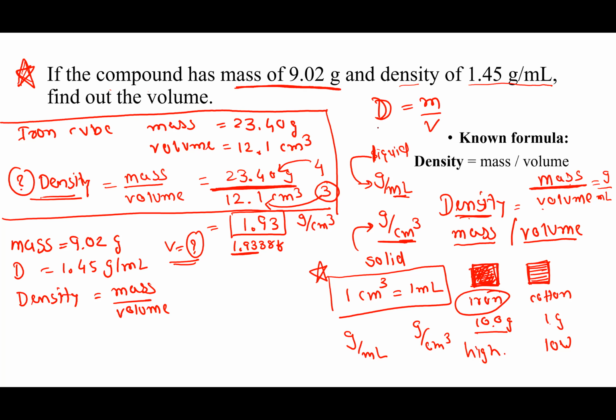If you have to find something which is in the denominator, I think the best thing to do is remember you can cross multiply these numbers. This can go on the top and this can go on the bottom, on the opposite side of the equal sign. So if you want to rearrange this equation, you can do it in such a way. It could be v equals m over d.